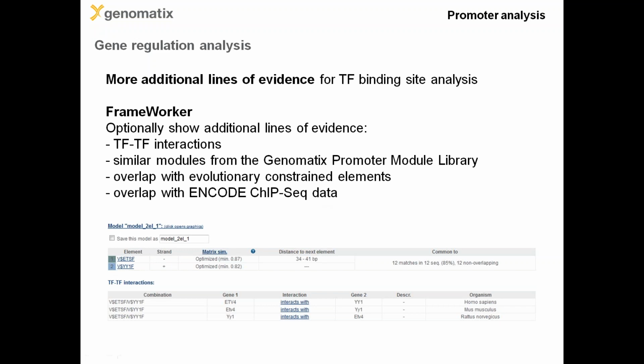So these elements are short sequences which are conserved in evolution. So an additional line of evidence that something is conserved here. And you also have information about ENCODE ChIP-seq data overlap. So information that specific transcription factors which match the binding sites here actually bind in that region as well.